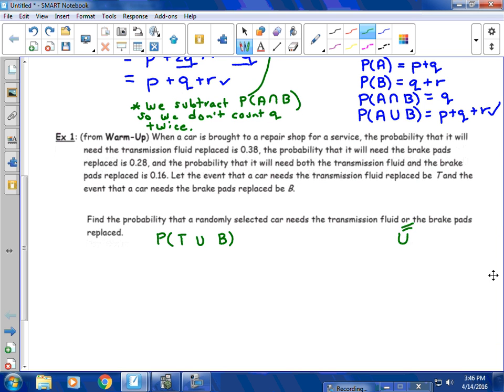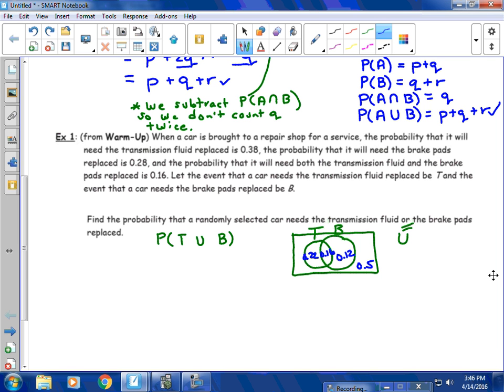And in the warm-up, we made a Venn diagram. I'm just going to copy that here quick. So the Venn diagram, we had T, and we had B, and we had 0.22 here, 0.16 in the middle, and 0.12 over here, with 0.5 on the outside. Not going over all that because we just calculated that with the warm-up.